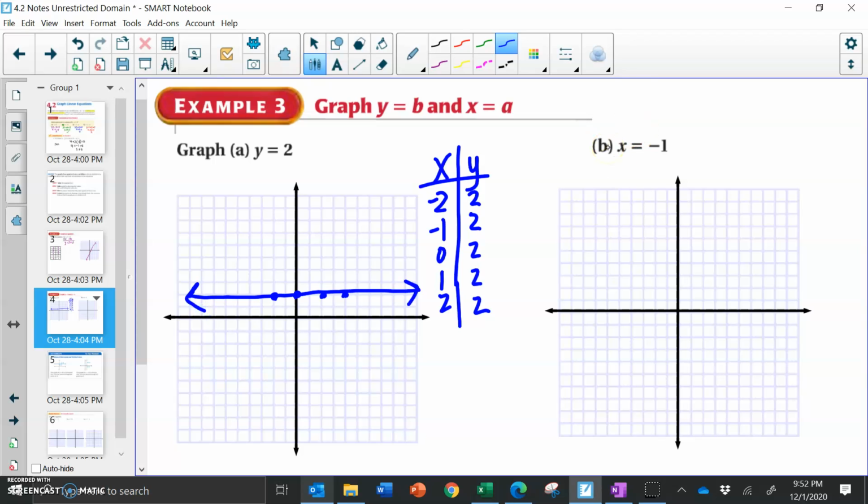This equation has an x value only. So I can't really make a table for this one because I don't have y equals, so I can't solve for y. But knowing that y equals 2 produced a horizontal line that hit the y-axis at 2, hopefully you're thinking that x equals -1 is going to produce a vertical line that hits the x-axis at -1. So I'll throw a few points on there, and then I will connect the dots with a straight line.